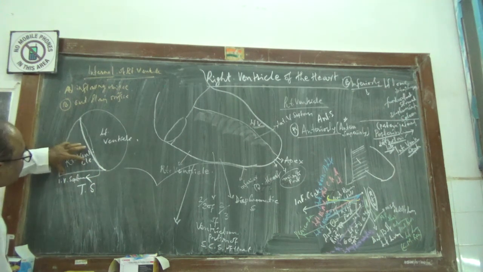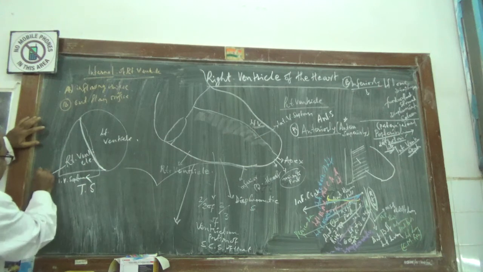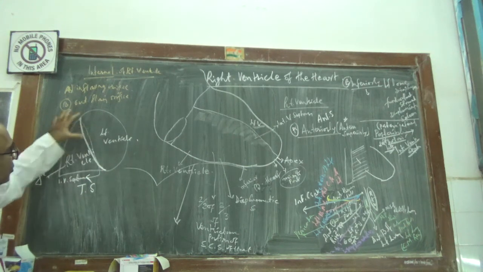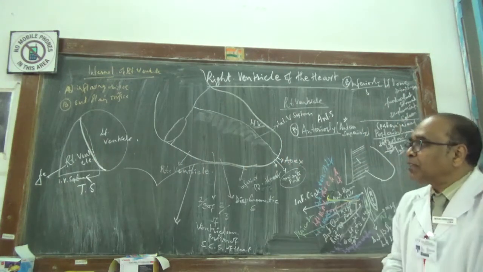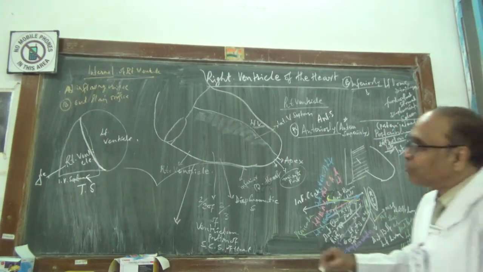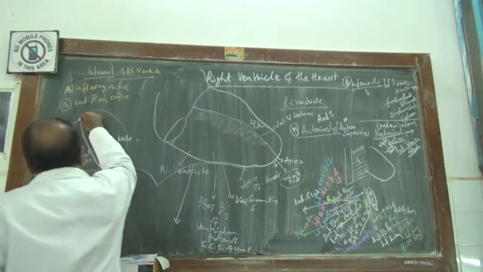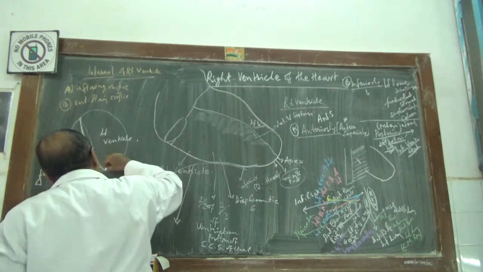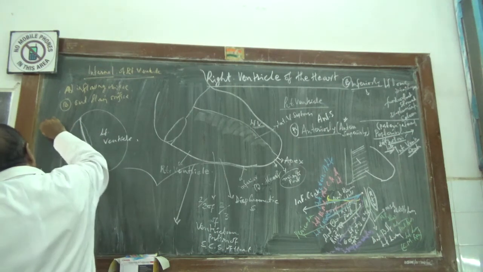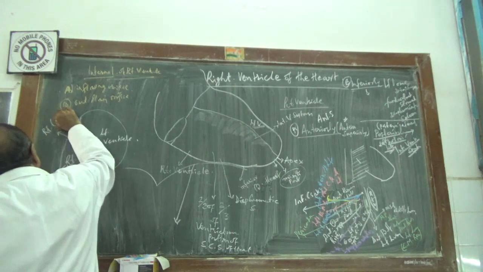So the right will be almost triangular in its transverse section, while the left is conical, or rather circular, because the interventricular septum is thrown with right convexity.